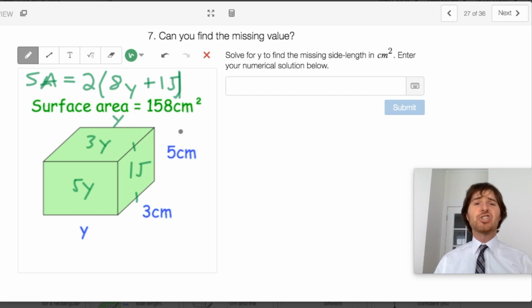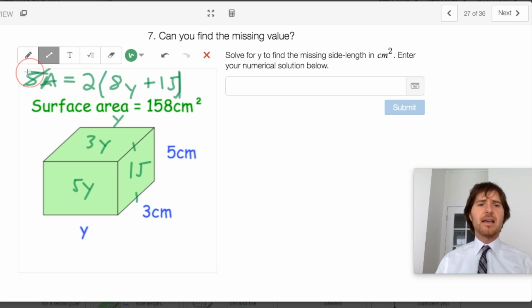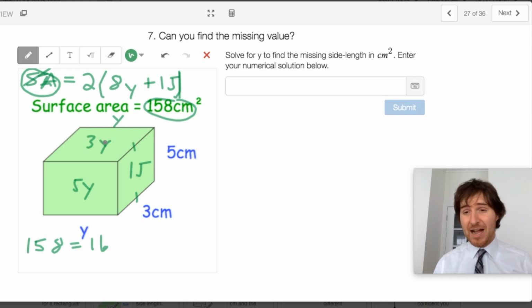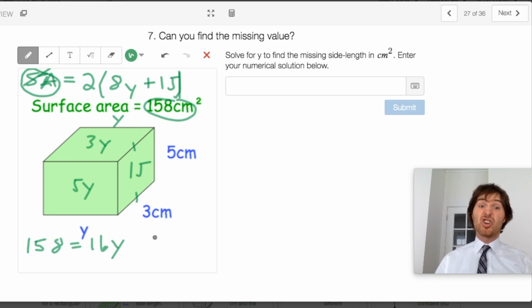But anyways, let's just do it right here. I'm going to replace surface area with that 158 right there. Okay, 158 is going to equal, well, my surface area is 16y, right? Because I got 5y here, 3y there. That's 8y total. And then I know that I can't see the corresponding congruent base sides to this guy and this guy. So I got another 8y's. So I have 16y total. And then, oh, this is 15. That's 30 over there. So 16y plus 30.